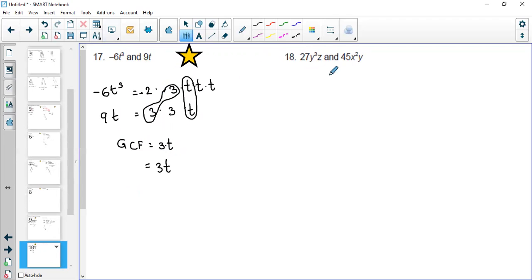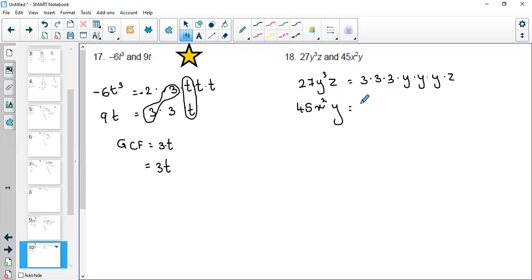Let's try this out. So we have 27y cube z and 45x square y. Okay, for 27, it's going to be 3 multiplied by 3 multiplied by 3. Okay, then you have y cube, which means y multiplied by y multiplied by y. Then we also have a z. So this is the expanded form of all that.